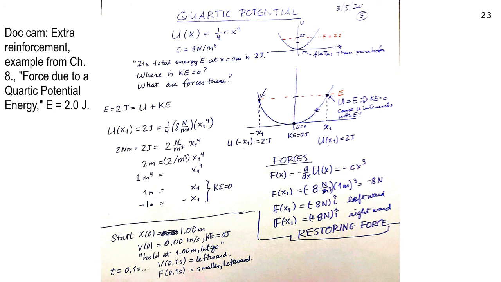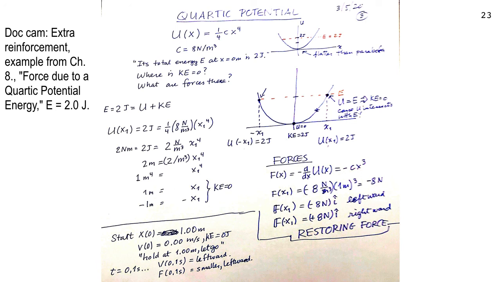All right. Now let's figure out the location. And then we can get that from either one of these two. So U of X1 equals 2 joules, and that's equal to 1/4 times the quantity 8. See how they're making it easy for you? Times X1 to the fourth. All right, so there's your equation. So this is a plug-in situation, and the quotient here is 2. So I've got 2 joules equals 2 newtons per meter cubed times X1 to the fourth.